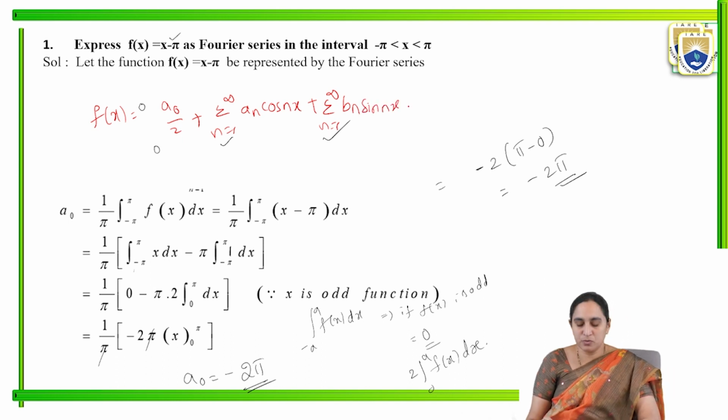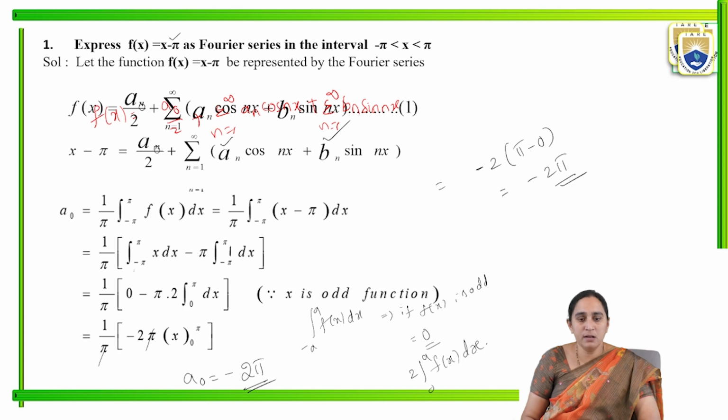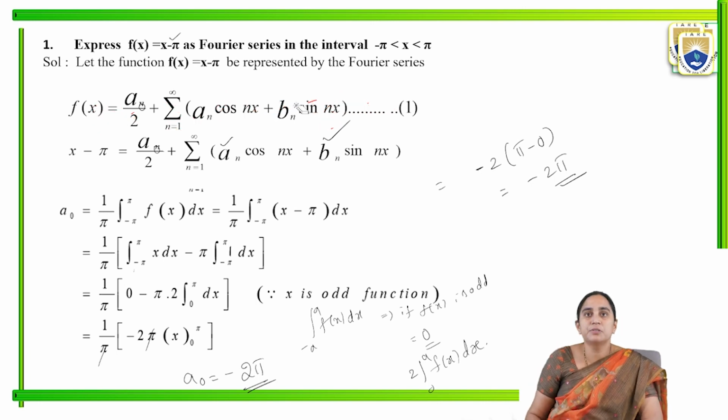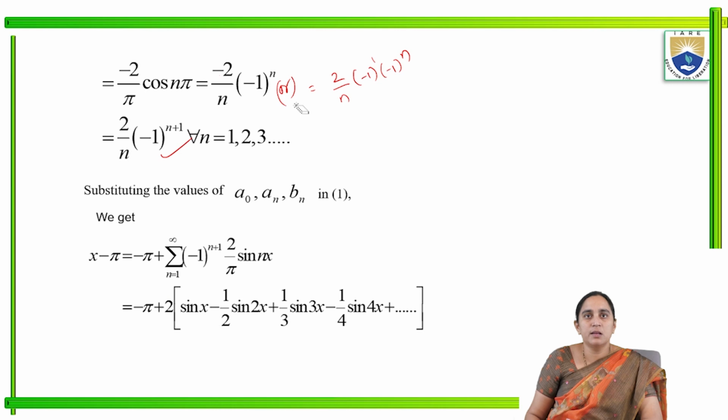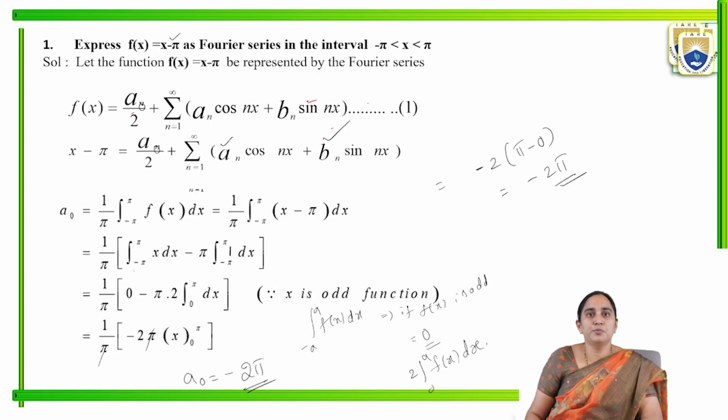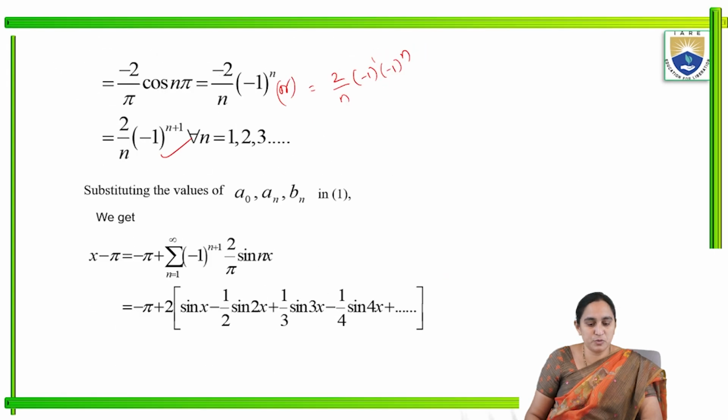There we have to substitute the a naught and an values. This is the formula. Now substitute it in the first equation. That is, there I have to substitute the A naught value, minus 2 pi. I am substituting there.